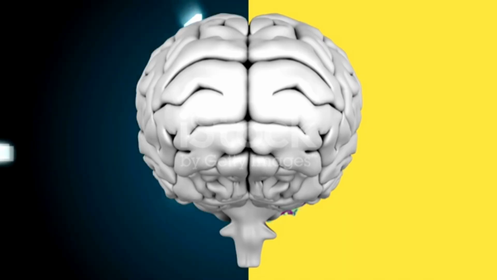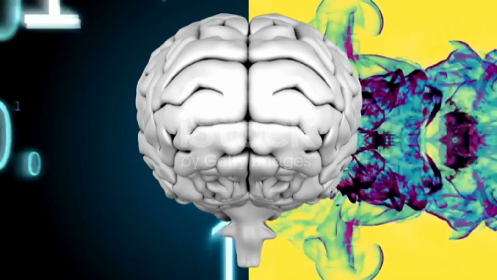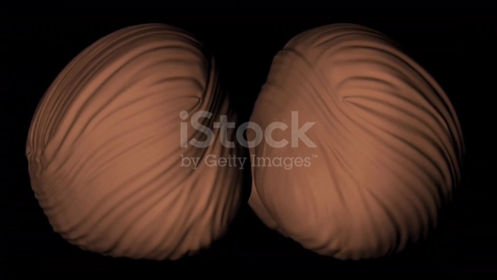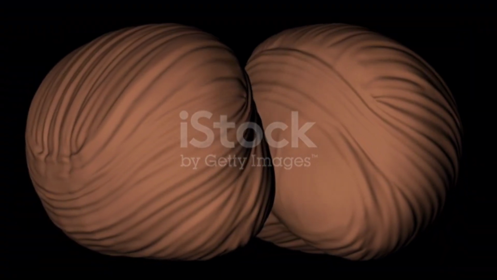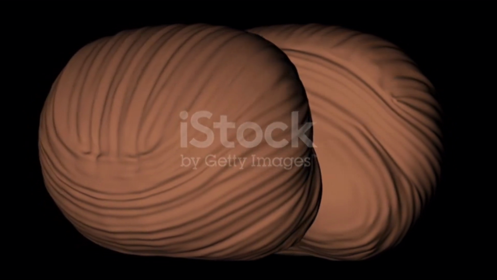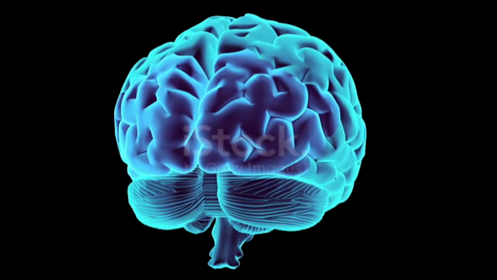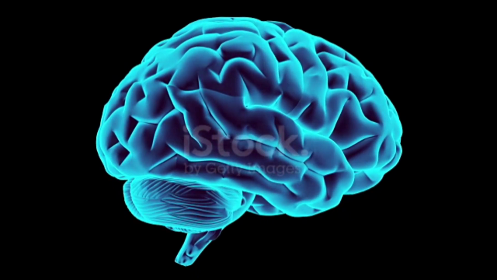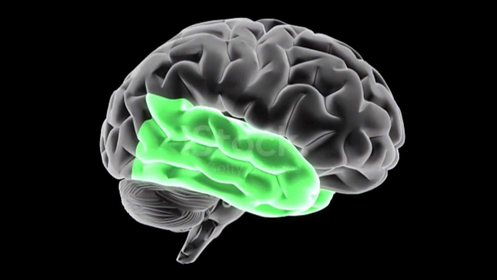Let's talk about the cerebrum part. The cerebrum is the largest part, divided into two hemispheres, left and right. It is responsible for higher brain functions like thought, actions and sensory processing. Each hemisphere has four lobes: frontal, parietal, temporal, and occipital.